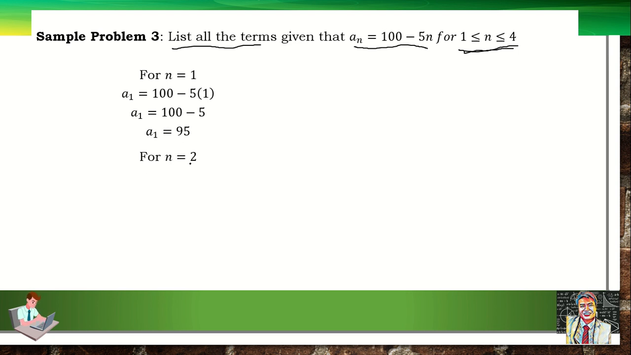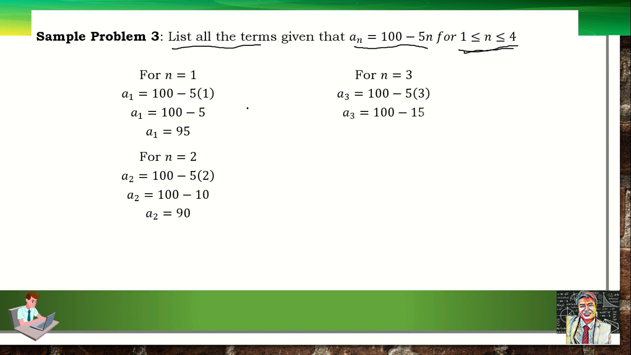How about for n equal to 2? Kasi hanggang, ibig sabihin dyan, 4 na n tayo hanggang n sub 4. So for a sub 2 is equal to 100 minus 5 times 2, giving us the answer 100 minus 10. So a sub 2 is equal to 90. Next, for n is equal to 3, so a sub 3 is equal to 100 minus 5 times 3. So that is 100 minus 15. So a sub 3 natin is 85. For n equal to 4, a sub 4 is equal to 100 minus 5 times 4. So that is 100 minus 20. So a sub 4 natin is 80.